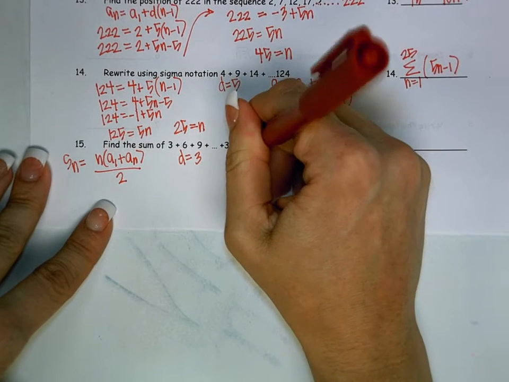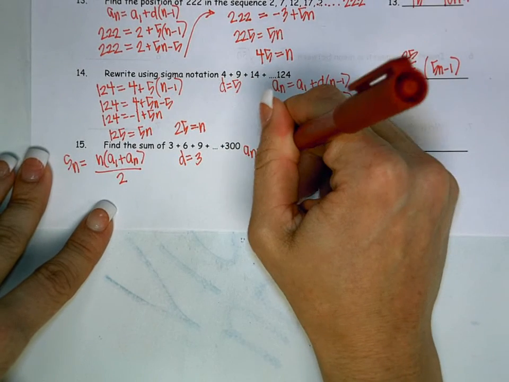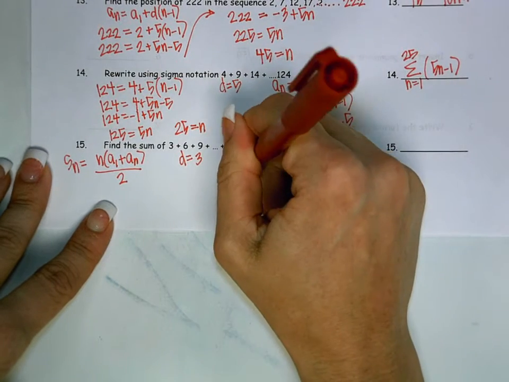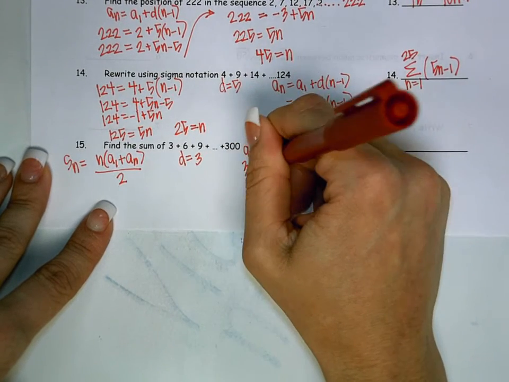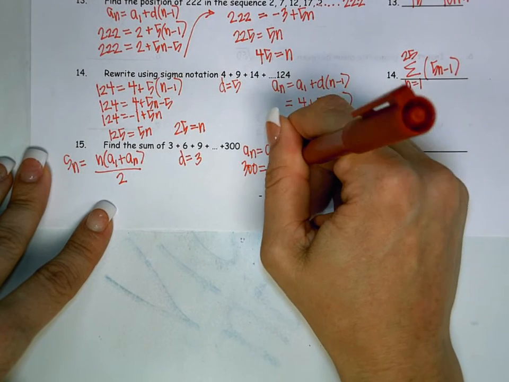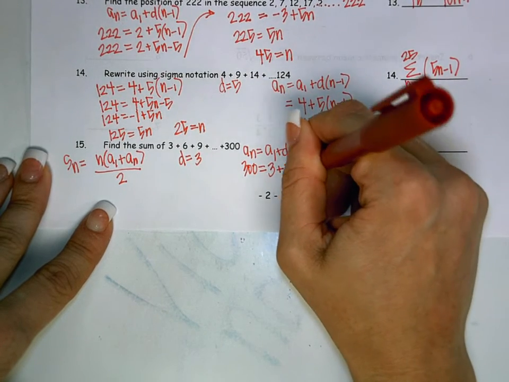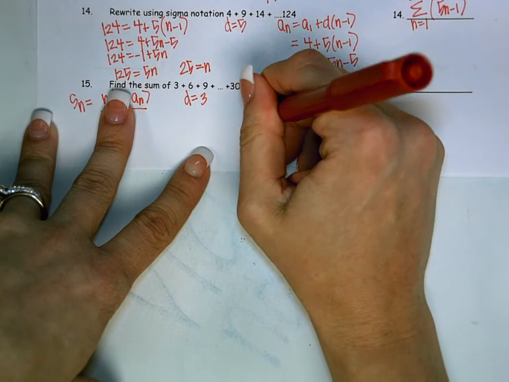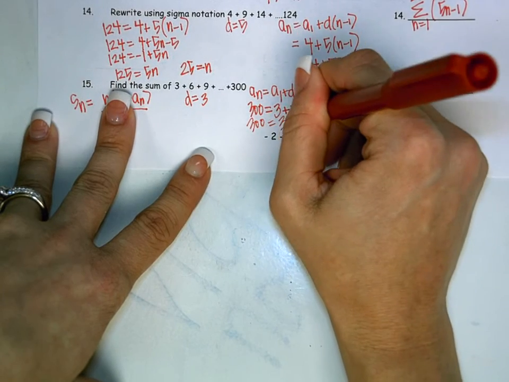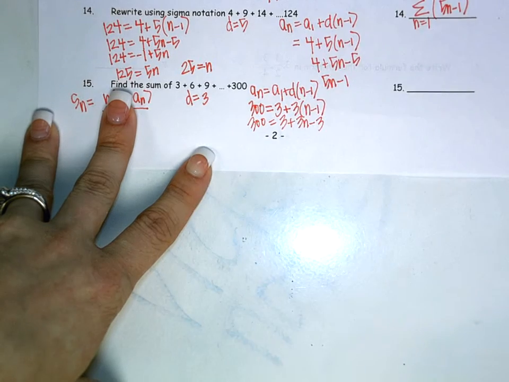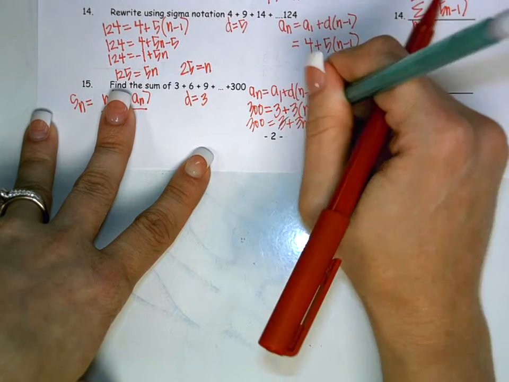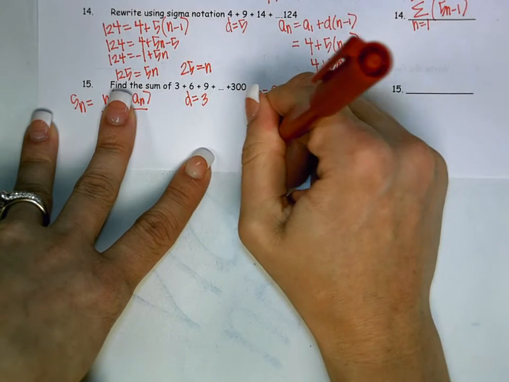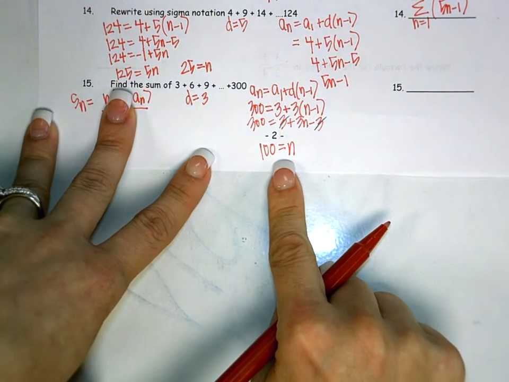So AN equals A1 plus D times N minus 1. We're going to plug in what we do know. 300 is your last term. A1 is 3. Common difference is also 3. Multiplied by N minus 1. That's what we're solving for, the N there. So 300 equals 3 plus 3n minus 3. Positive 3, negative 3 are going to cancel each other away. 300 equals 3n. If you divide through, 100 equals n. So that's your total number of terms.